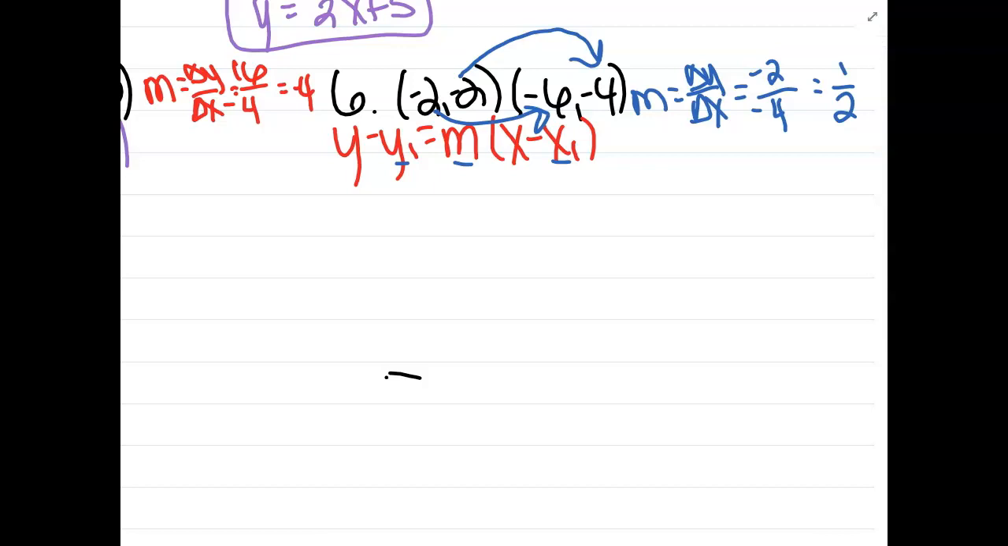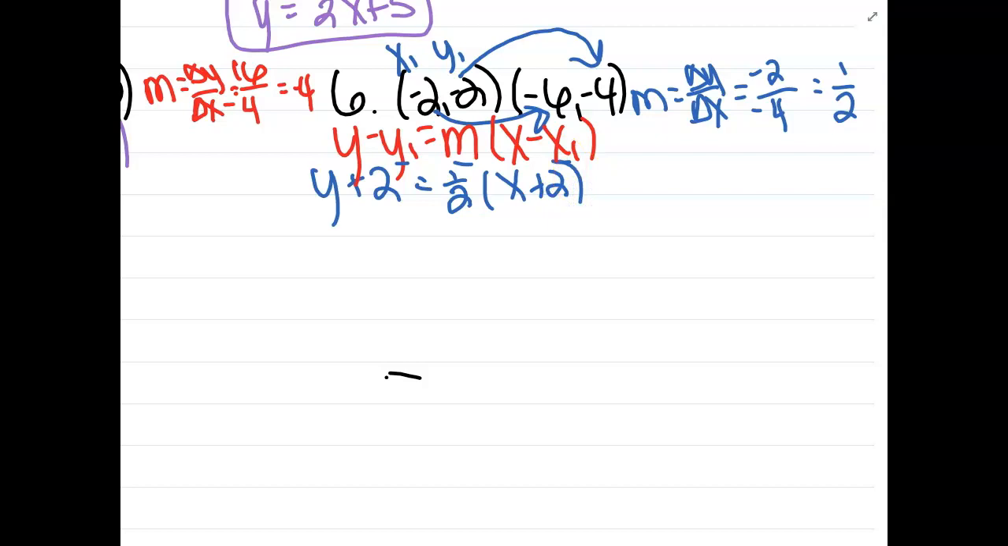Which point do you want to use? Any preferences? Do you want to pick the first one, second one? I'd probably use the first one because it's the same number, right? But you would get the same answer if you used -6, -4. Now be careful on both of these because when I do y minus a -2, it's actually going to turn into a +2. Equals, my slope is 1/2. And then we're going to do x minus a -2, which is going to be a +2.